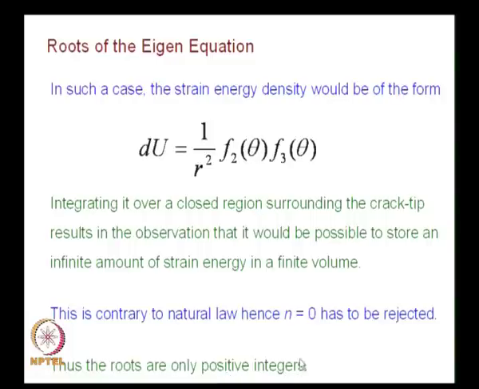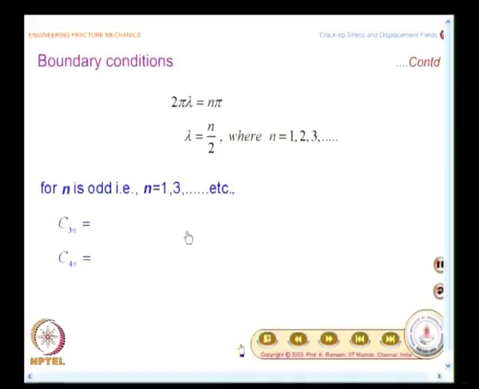So, we have looked at the basic Eigen equation, the characteristic equation you got, and from this you have to get the Eigen values. Based on these arguments, we find that the roots can only be positive integers. So, I have the boundary conditions 2 pi lambda equal to n pi and lambda equal to n by 2, where n equal to 1, 2, 3. You cannot have negative roots, you cannot have 0 also.